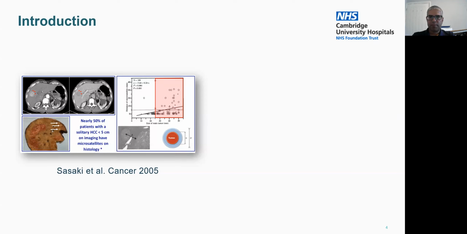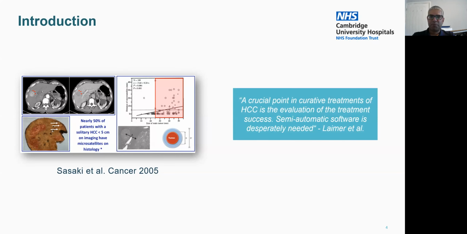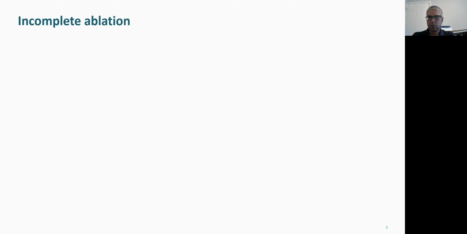And straight away, this brings up an issue, because what we know from pathological studies, and what we've known for a long time, is that what we see on imaging may not represent the entirety of the tumor. As this study from 2005 showed, many patients, particularly those with larger tumors, have small satellite nodules around the edges, and these may or may not be visible on conventional imaging techniques. And so we come to this point where we need to have a solution to evaluate our treatment success. And this comes from a paper which I'm going to mention in a little while.